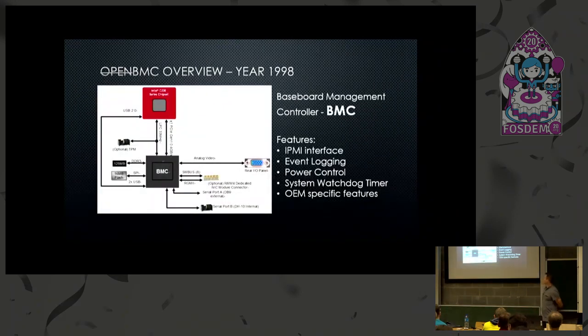So it's 1998, and something new arrived in the data center world. It's called the Baseboard Management Controller, BMC. It's a separate chip located on a server board that has multiple physical connections to multiple platform components. It also has dedicated firmware running on it. The interesting part is that it had a dedicated NIC card for remote management. The first version had some basic features like IPMI support, event logging, power control, system watchdog timer, and also some OEM-specific features that each vendor delivered.